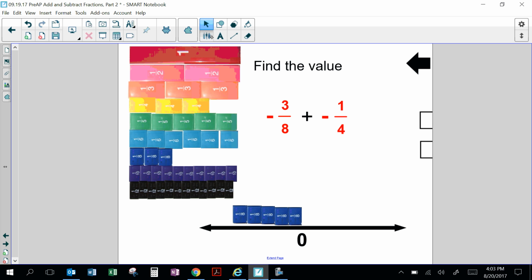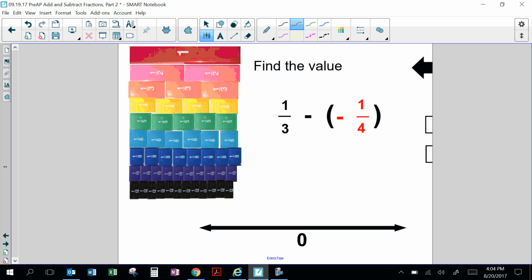So I renamed -1/4 as -2/8. -3 plus -2. Remember the integer rules. A negative plus a negative makes a more negative, -5/8.